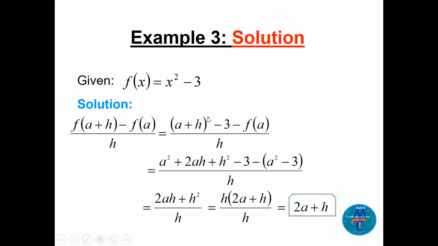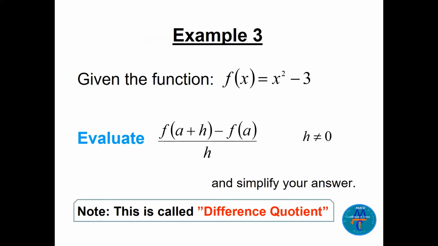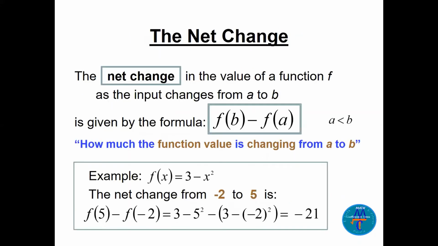And we have to expand this by the formula that you know, perfect square trinomial, a squared plus 2ah plus h squared. Now, minus here, you change all the signs. You cancel a squared, you cancel the 3, take a common factor, and then we can easily cancel the h because h cannot be 0. So 2a plus h is the answer. Now, this is really important, question number 3. You will see more questions in the exam.